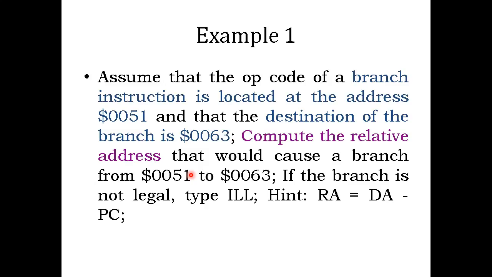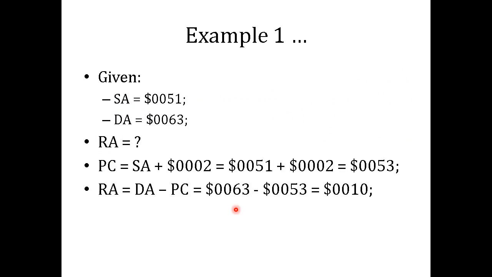Now remember, don't get confused. This doesn't mean that the branch will be made. It doesn't matter whether the branch will be made or not. We always assume that there is a destination address and a source address, and we should be able to calculate the relative addressing. Okay? We always calculate it, and if we find that this is illegal, we type ILL in pause, just to make sure we know that the address cannot be calculated, it's illegal.